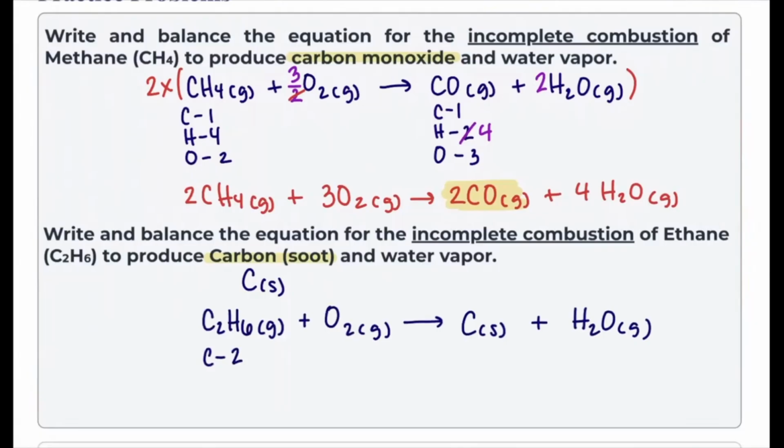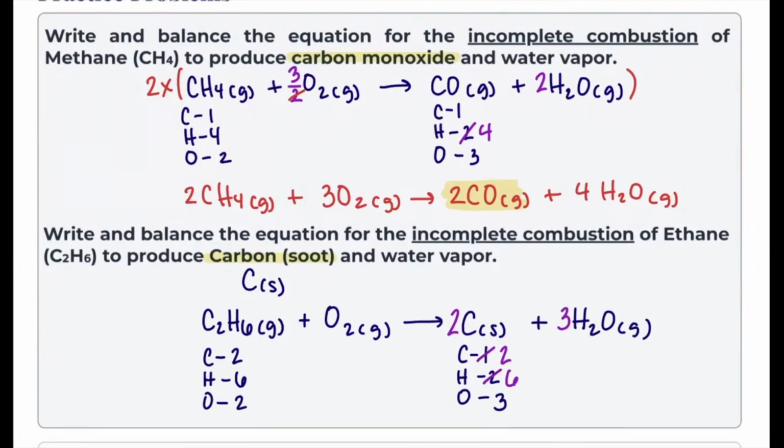Balancing the carbons first, we have 2 carbons on the left and only 1 on the right. So by adding a 2 on the right side in front of carbon, we get 2 carbons on both sides. Hydrogen, we have 6 on the left and 2 on the right. So if we add a 3 in front of the H2O, now we have 6 hydrogens on both sides. On the left, we have 2 oxygens, and the right we have 3.